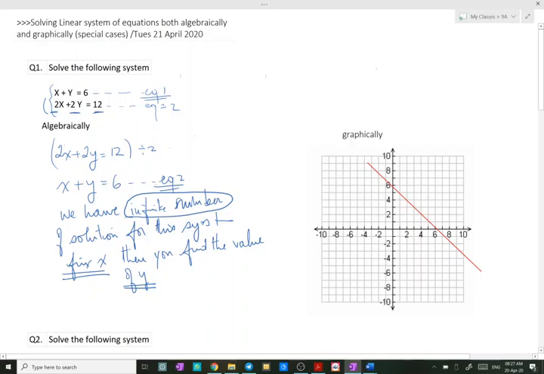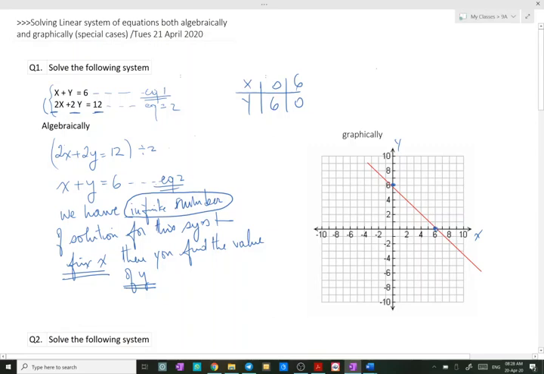Now, if you want to interpret it graphically, we need to graph equation 1 or equation 2. Graphing needs the table of intercepts. So when x is 0, y is 6, and when y is 0, x is 6. So you choose the point 6 on the x axis and the point 6 on the y axis, and you join them. You are going to get this line, which represents equation 1 and equation 2.